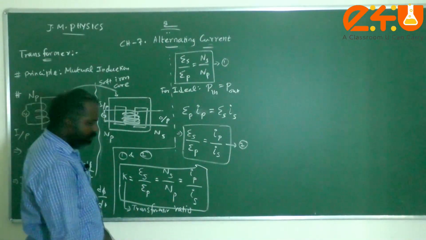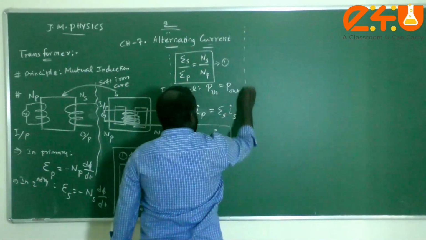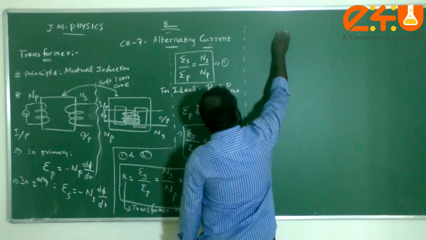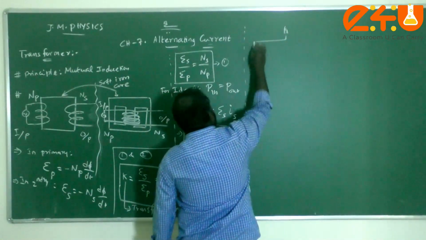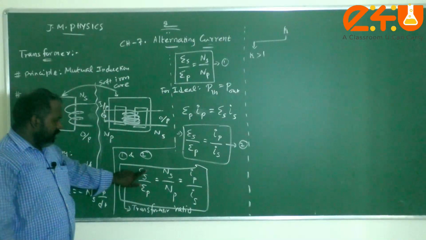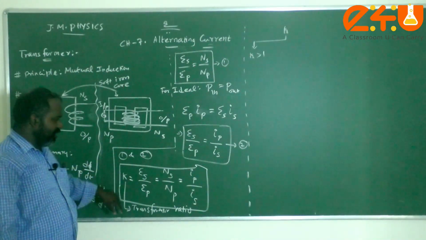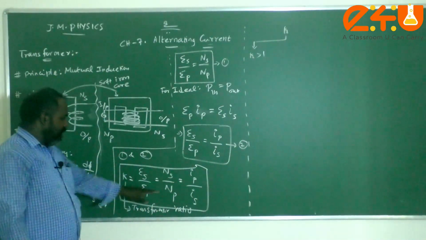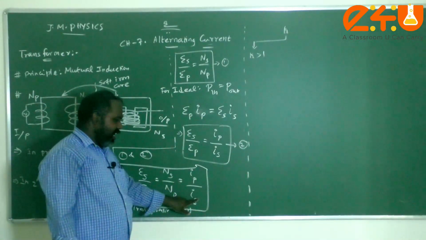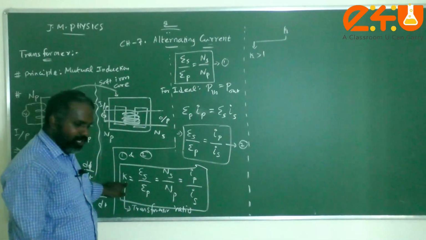Depending on the K value, we can say whether the transformer will be a step up or step down. Now, please see that if K is greater than 1. What is the meaning of K greater than 1? Secondary voltage is greater than primary voltage, or NS is greater than NP, or IP is greater than IS. That means output current is less when compared to input current. In all these cases, K should be greater than 1.